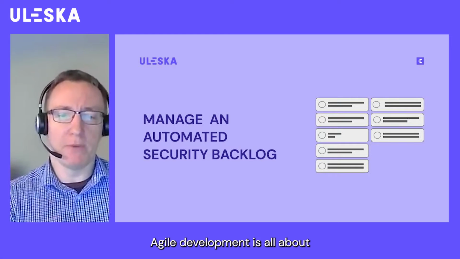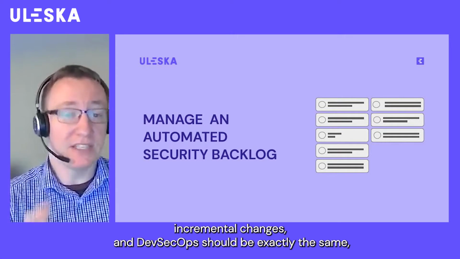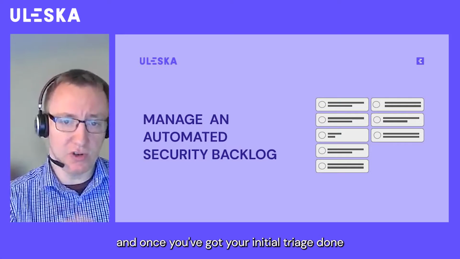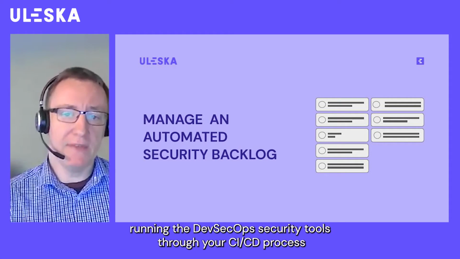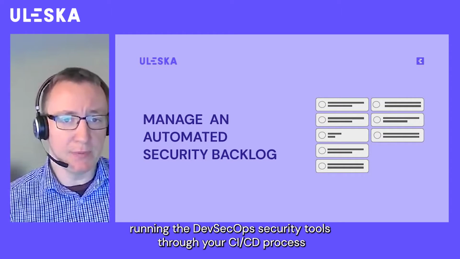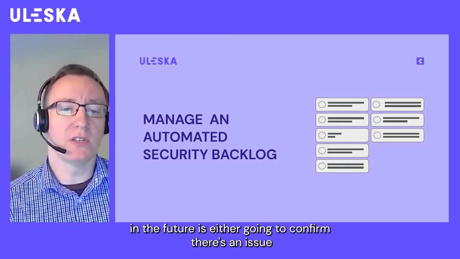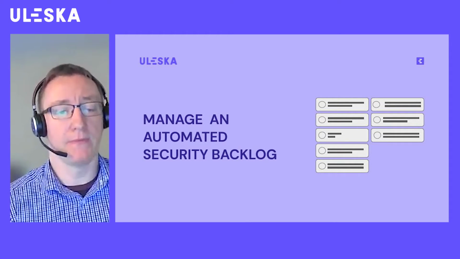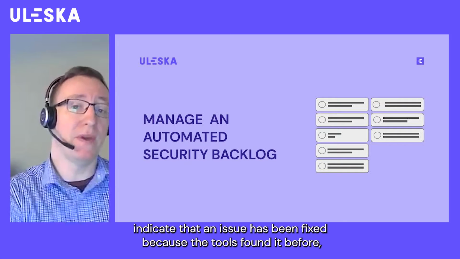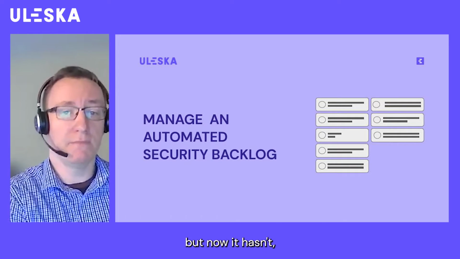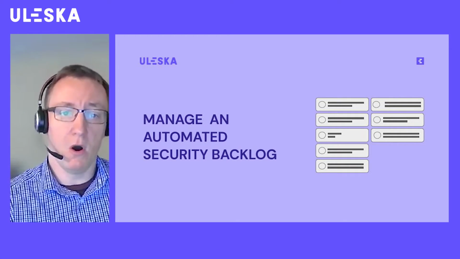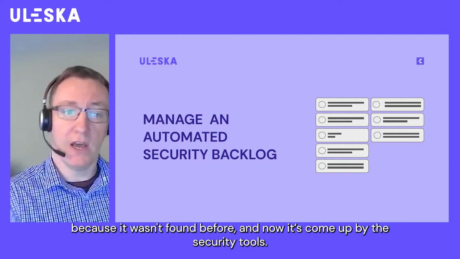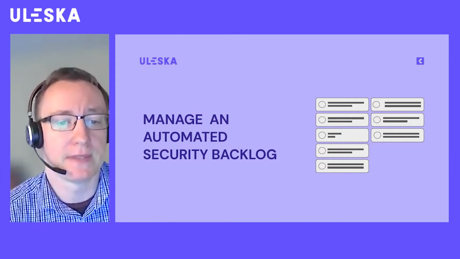Agile development is all about incremental changes, and DevSecOps should be exactly the same. Once you've got your initial triage done, running the DevSecOps security tools through your CI/CD process in the future is either going to confirm there's an issue that's still there because it hasn't been dealt with, indicate that an issue's been fixed because the tools found it before but now it hasn't, or a new issue is going to appear because it wasn't found before and now it's come up by the security tools.